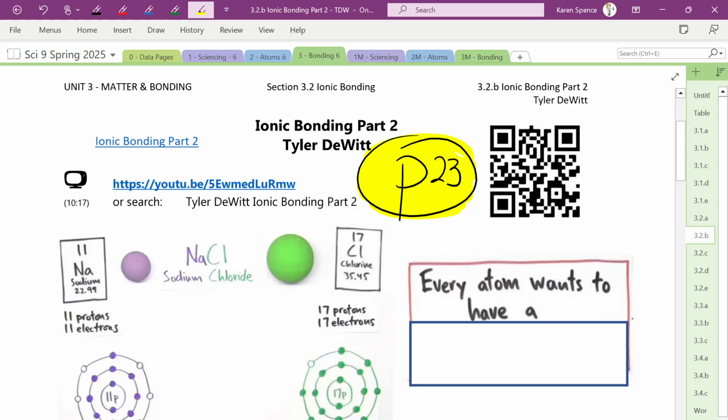Okay, folks, we're going to be on page 23. Anyone still writing the quiz? You're okay, though. All right, good. Page 23.